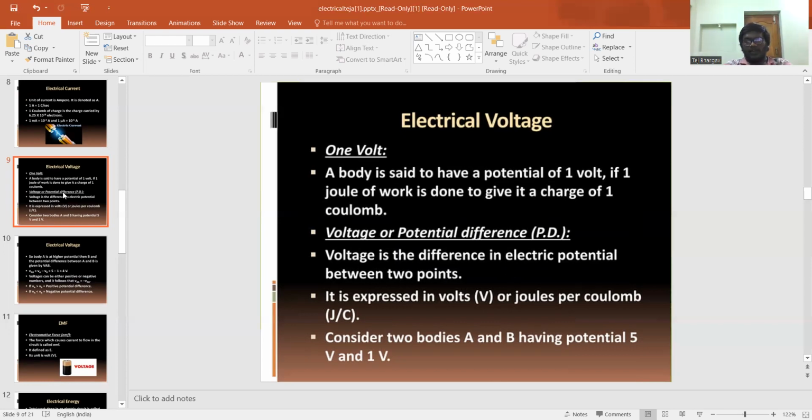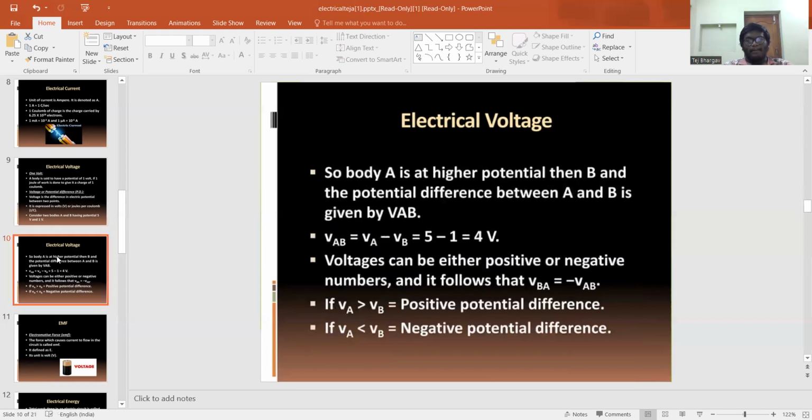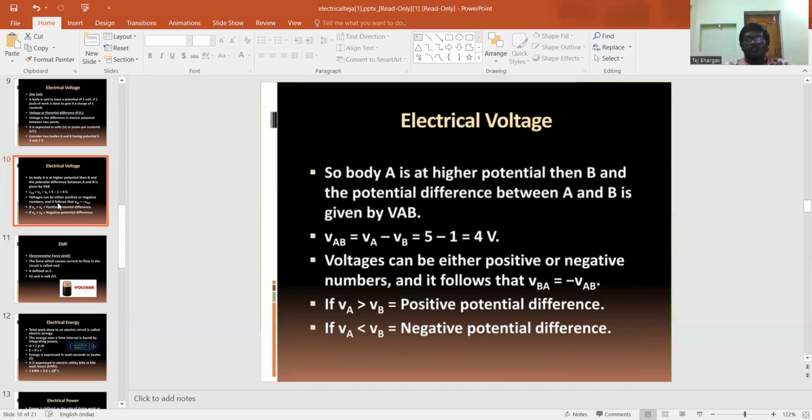Consider two bodies A and B having potentials of 5 volts and 1 volt. So body A is at a higher potential than B, and the potential difference between A and B is given by VAB. VAB is equal to VA minus VB, which is 5 minus 1, equal to 4 volts. Voltages can be either positive or negative numbers, and it follows that VBA is equal to minus VAB.